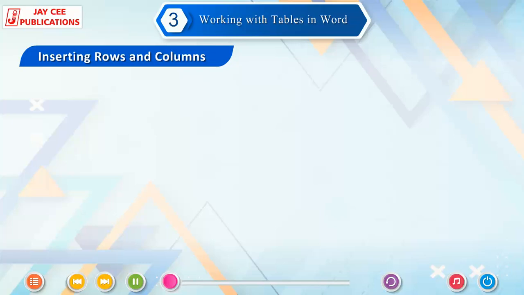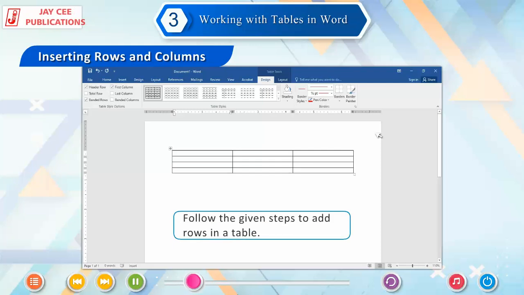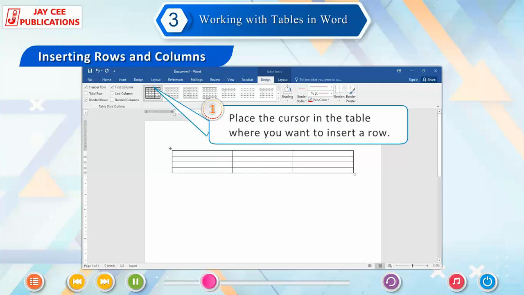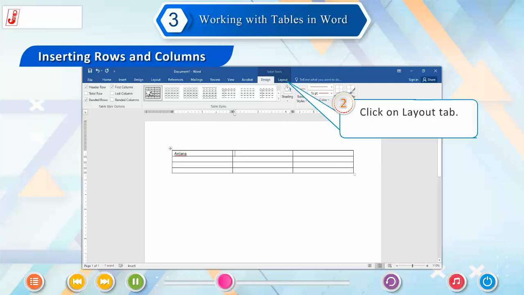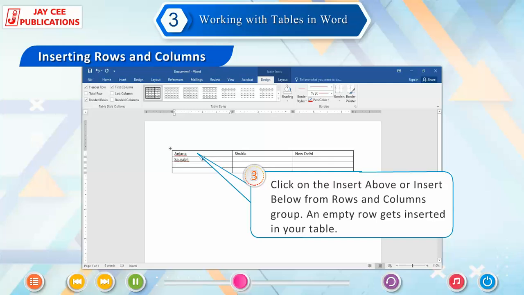Inserting rows and columns. You can add more columns and rows anywhere in your table. Follow the given steps to add rows in a table. 1. Place the cursor in the table where you want to insert a row. 2. Click on the Layout tab. 3. Click on Insert Above or Insert Below from the Rows and Columns group. An empty row gets inserted in your table.